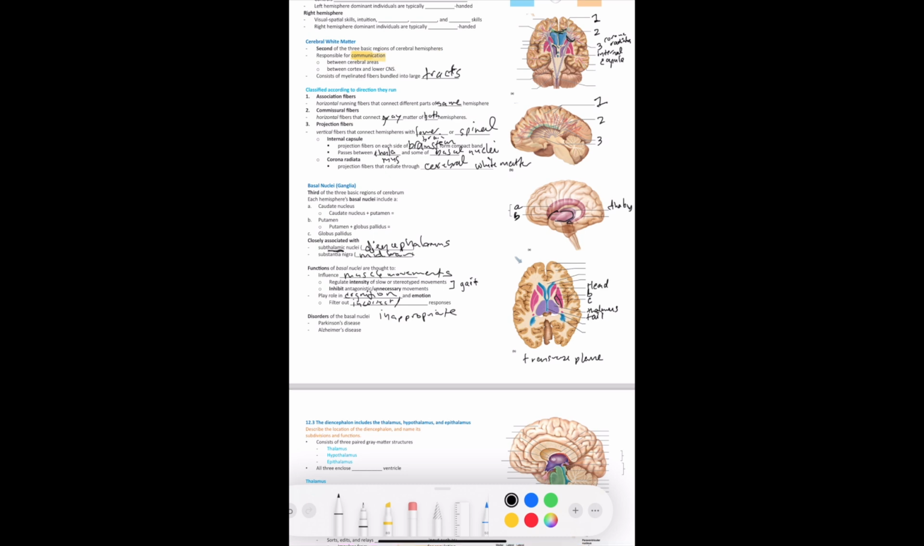We can group some of these different structures together. For instance, the caudate nucleus and the putamen make up the striatum. And the putamen and globus pallidus make up the lentiform nucleus.